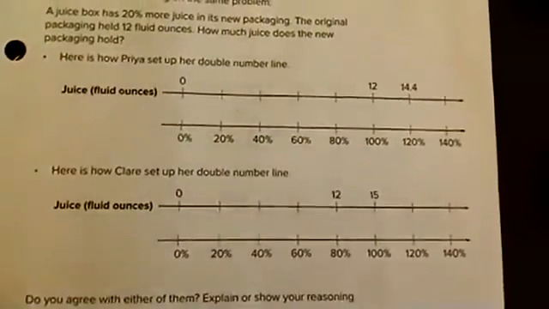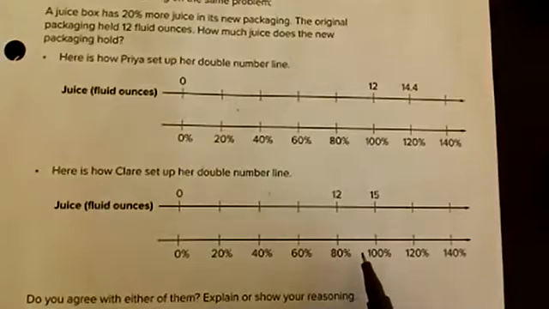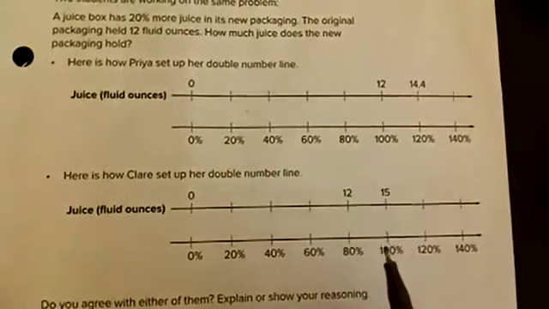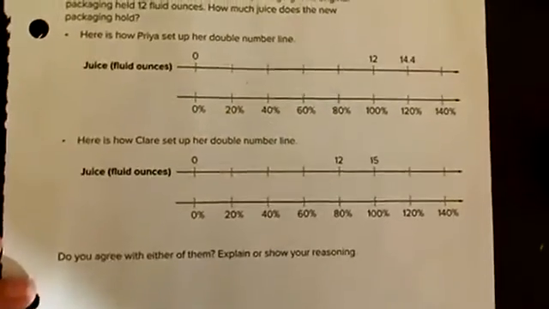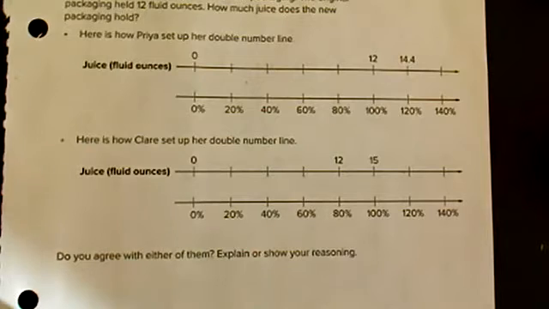Here's how Claire set hers up. She put the 12 at 80%. So which one do we think we would agree with? Would we agree with Priya or would we agree with Claire? Pause the video now and answer that question.